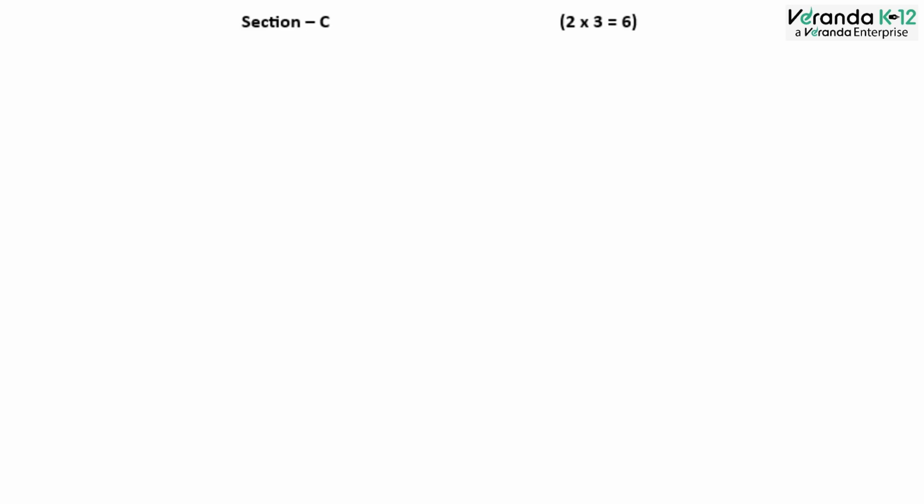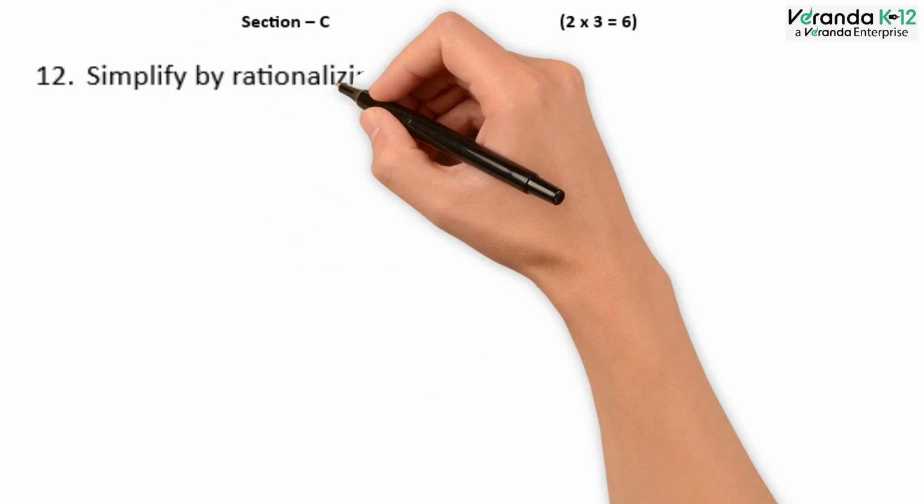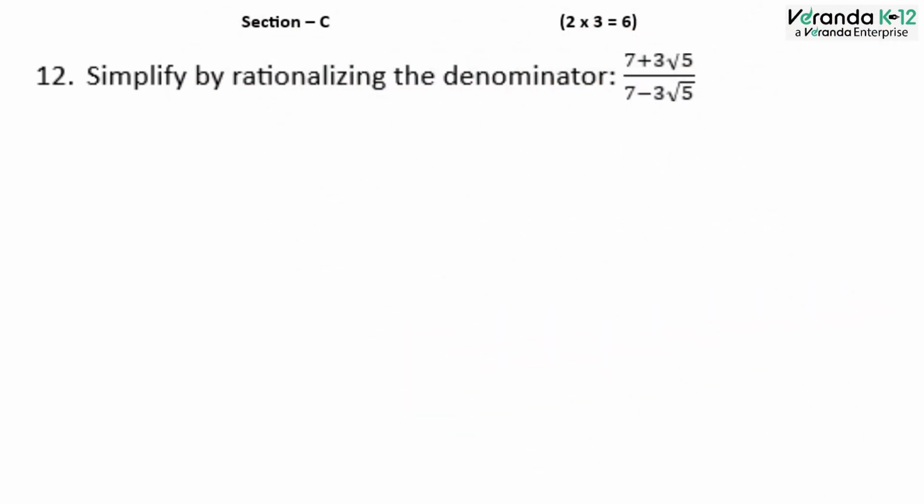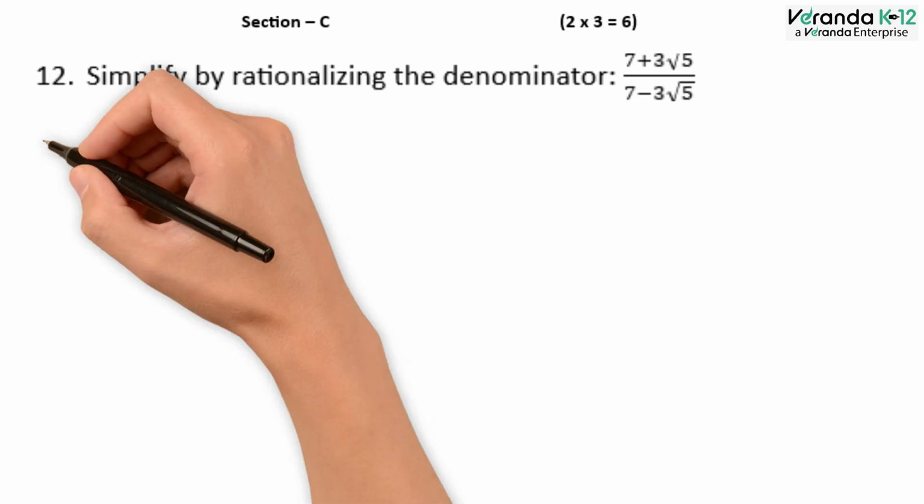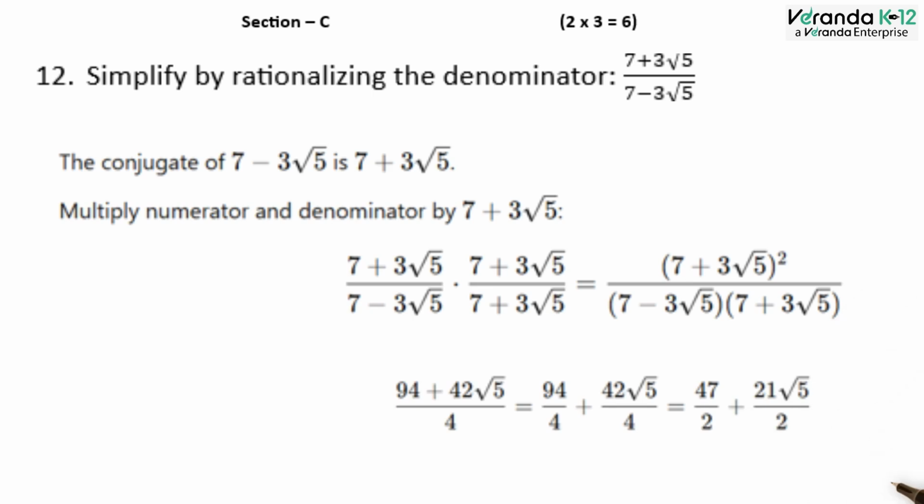Section C, 3 marks. Twelfth question. Simplify by rationalizing the denominator: (7 + 3√5)/(7 − 3√5). By using the conjugate, we multiply and divide by 7 + 3√5, since the denominator has 7 − 3√5. We get the numerator to be (7 + 3√5) the whole squared and the denominator to be (7 − 3√5)(7 + 3√5). On solving, we get 47/2 + 21√5/2.